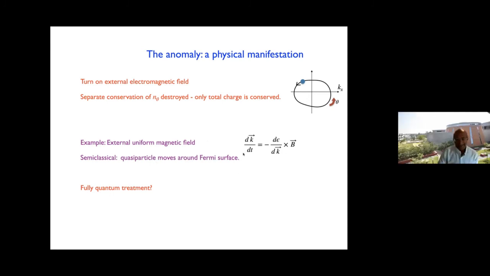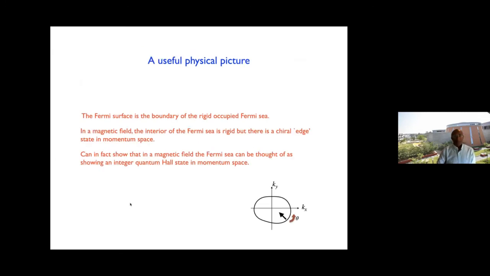So we want to take this very simple observation, just the Lorentz force, and convert that into a fully quantum treatment. Now it's a very useful physical picture. So I'll describe the physical picture first, and then I'll write down a formal manifestation of this physical picture. The Fermi surface is the boundary of the rigidly occupied Fermi sea, right? So the inside of the Fermi surface is inert, as I explained, due to Pauli exclusion. You can't scatter electrons into it. So the interior is just rigid. And all the action really happens at the boundary, right?